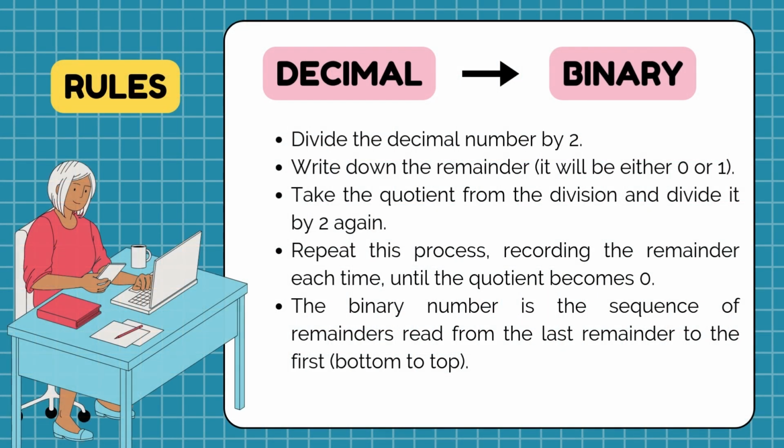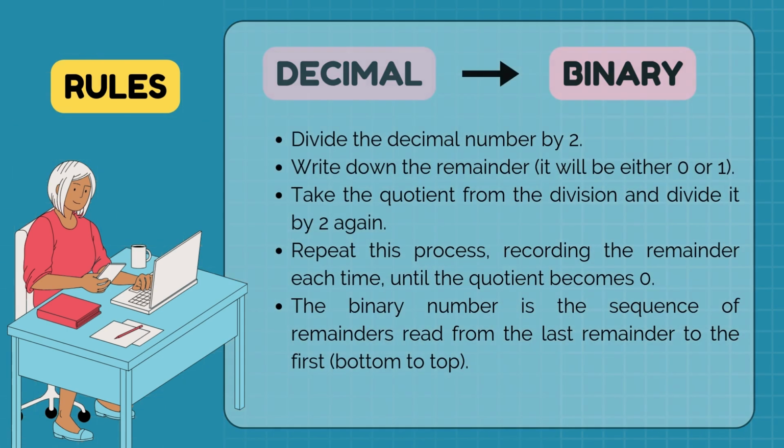Here's the step-by-step process. 1. Divide the decimal number by 2. 2. Write down the remainder. It will always be either 0 or 1. 3. Take the quotient from the division and divide it by 2 again. 4. Repeat this process, recording the remainder each time until the quotient becomes 0. 5. Finally, the binary number is the sequence of remainders read from the last remainder to the first, that's bottom to top.